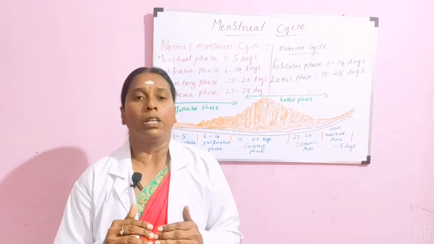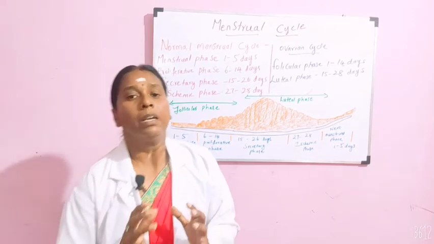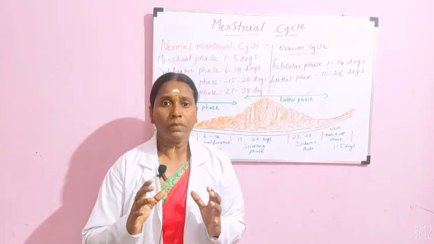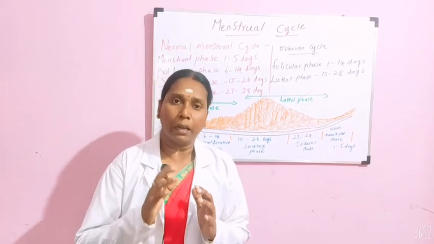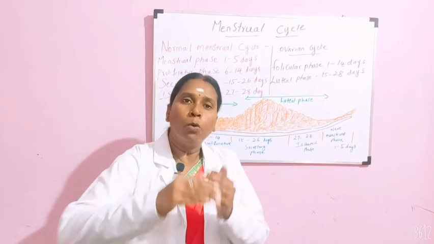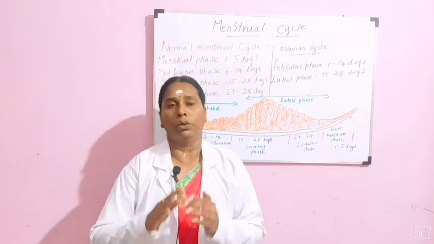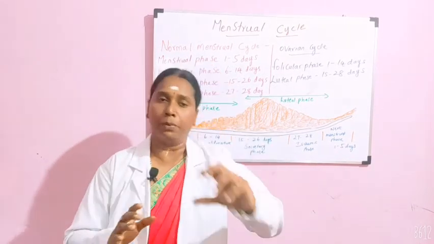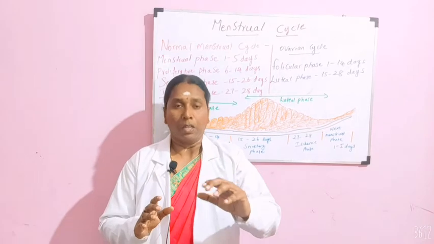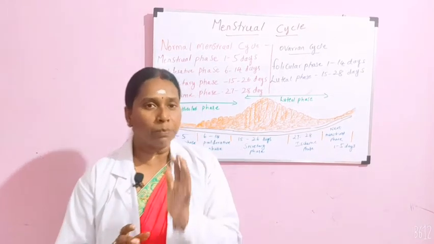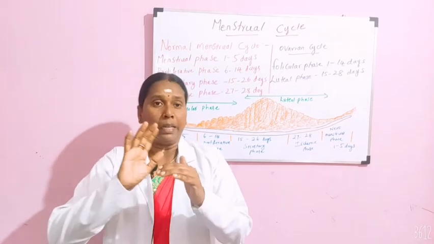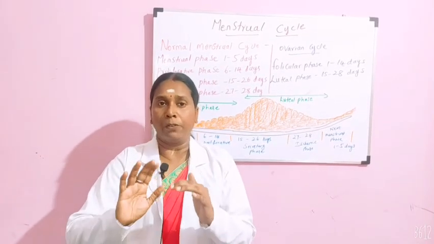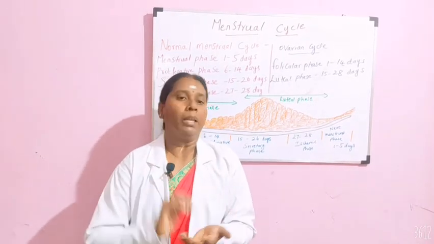So you have a sign called the Ferning pattern. That is your Spinnbarkeit sign, which helps the sperm to move further into the uterus. That is with your menstrual phase and with your proliferative phase. The proliferative phase is from day 6 to 14. Until now the endometrium is getting ready for the sperm to come in contact.